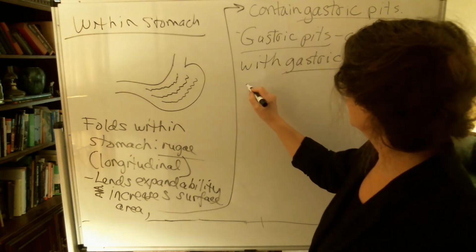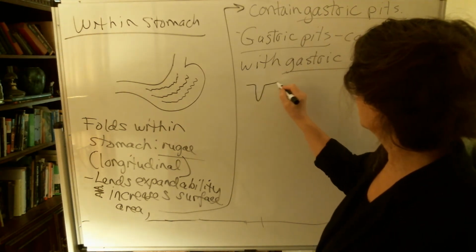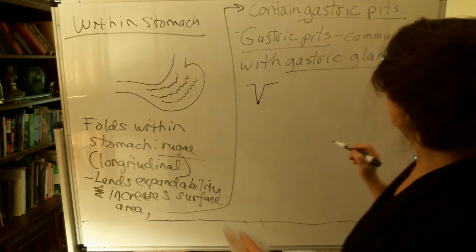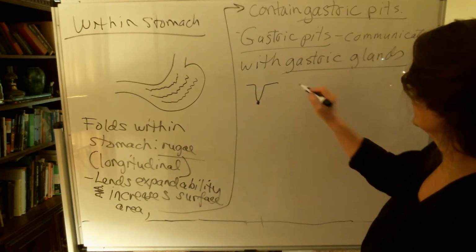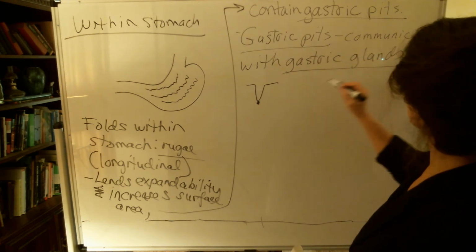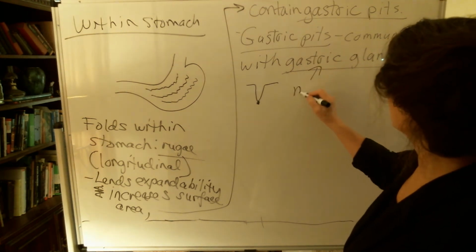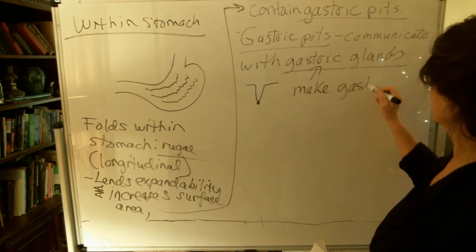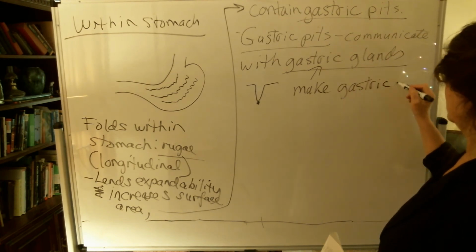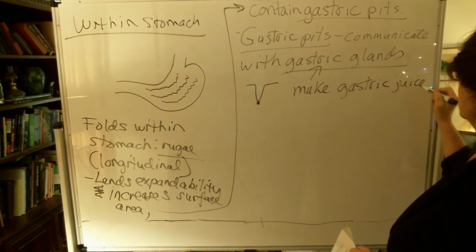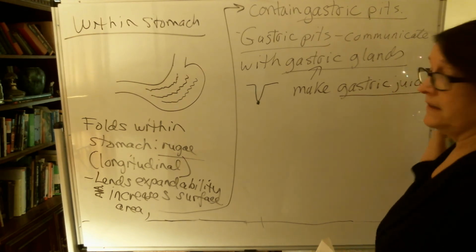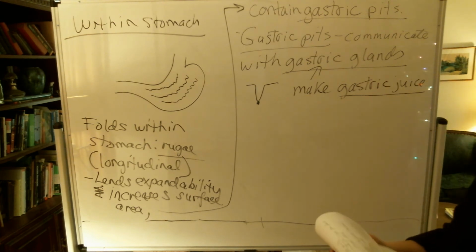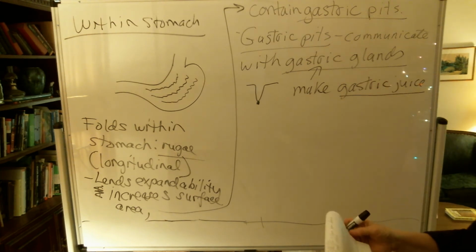So basically what I'm saying is you have this fold like so, and then at the bottom you're going to have the gastric glands like this, and these gastric glands then make gastric juice. This is important for digestion. Here we have some fluids that will help in the breakdown of food.